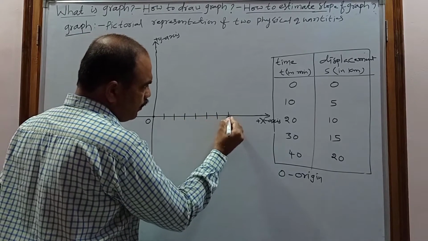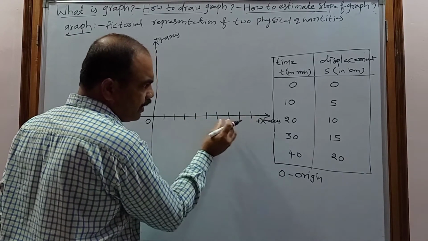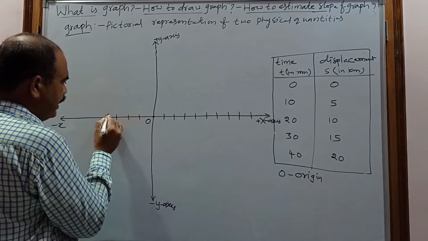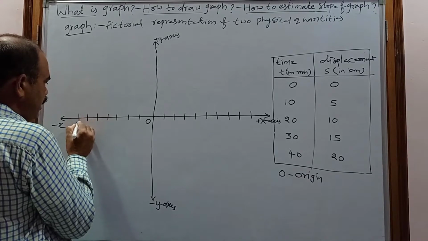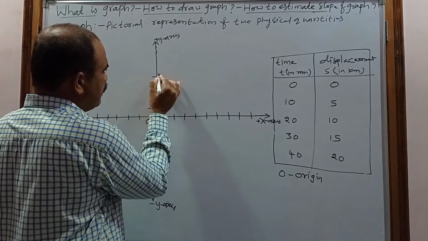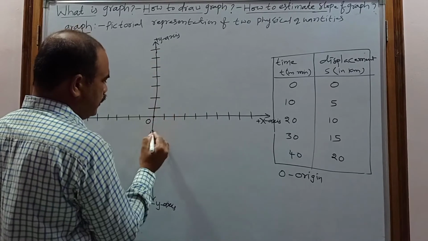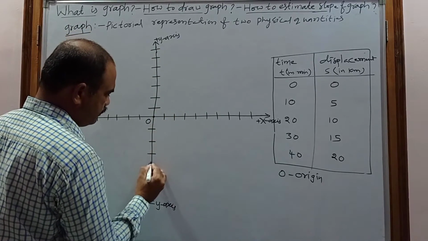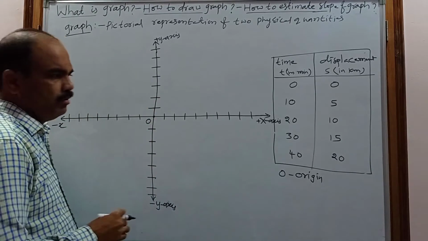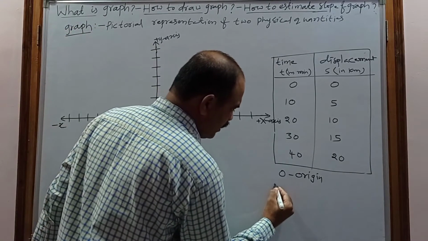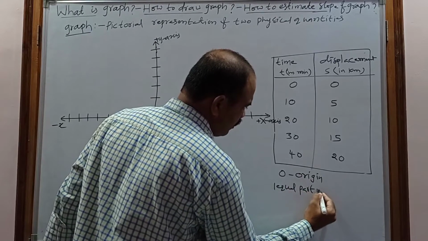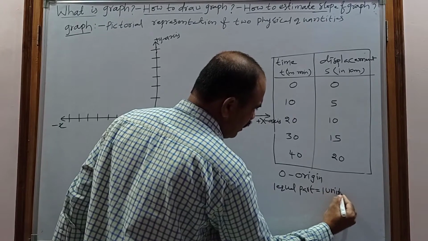So these equal parts and equal divisions will be called as what? Units. So after dividing the x-axis and y-axis into equal parts, each equal part, one equal part, we call as one unit or one division.